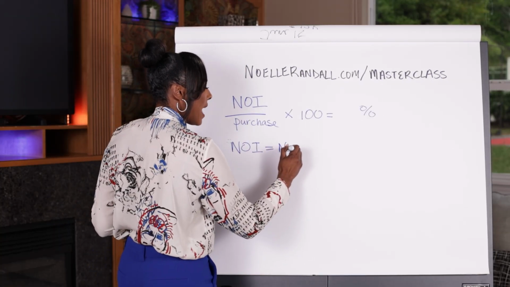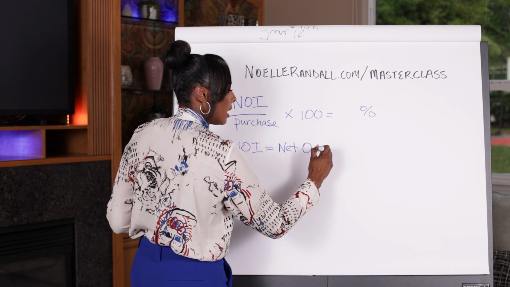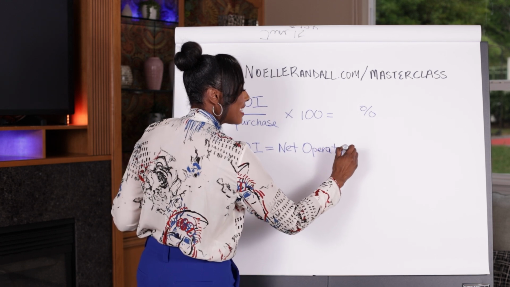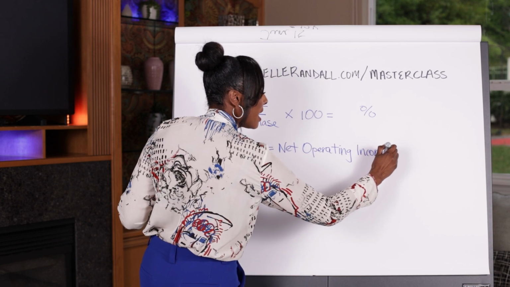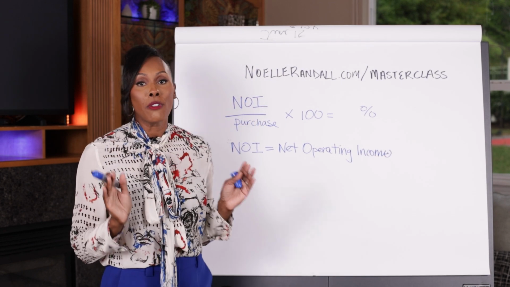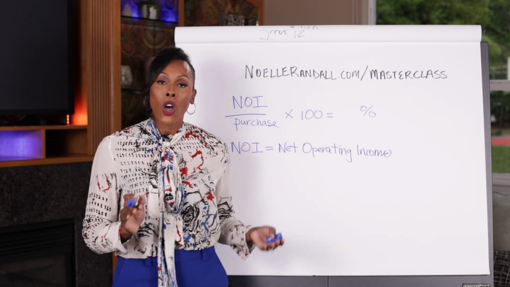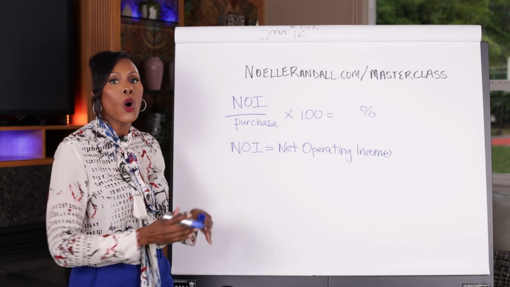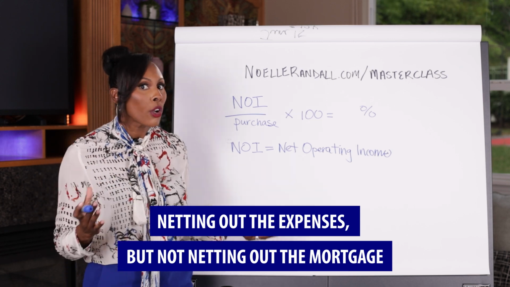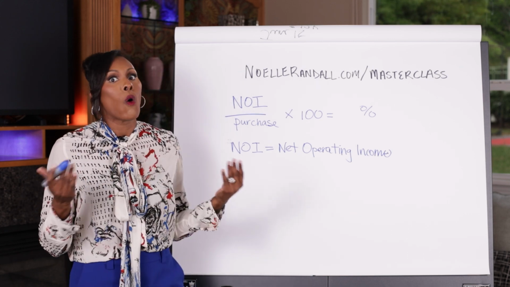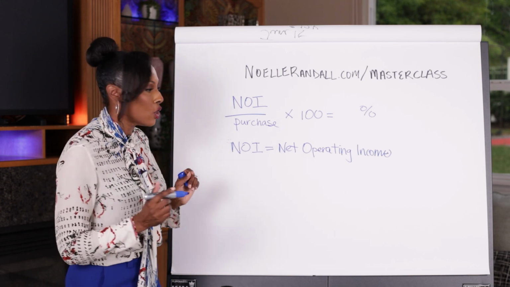NOI, of course, is net operating income. However, it does not take into account the mortgage payments. And for some, this is a very, very big calculation. So when we're talking about the net operating income, we net out the expenses, but we don't net out what the mortgage payment is. So we're not netting out all of the expenses. So let's talk about that.